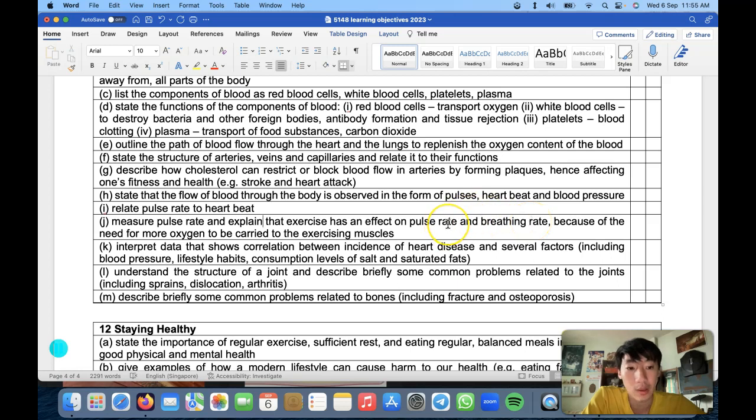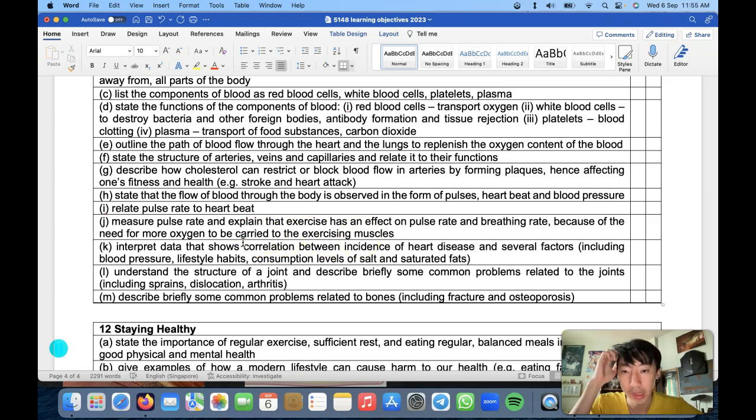Because when you exercise, you require more oxygen, right? And in order for your body to get more oxygen, you increase your breathing rate, you breathe in faster, right? And your heart also starts to beat faster, and so your pulse will increase, because you need to carry more oxygen to the exercising muscles.